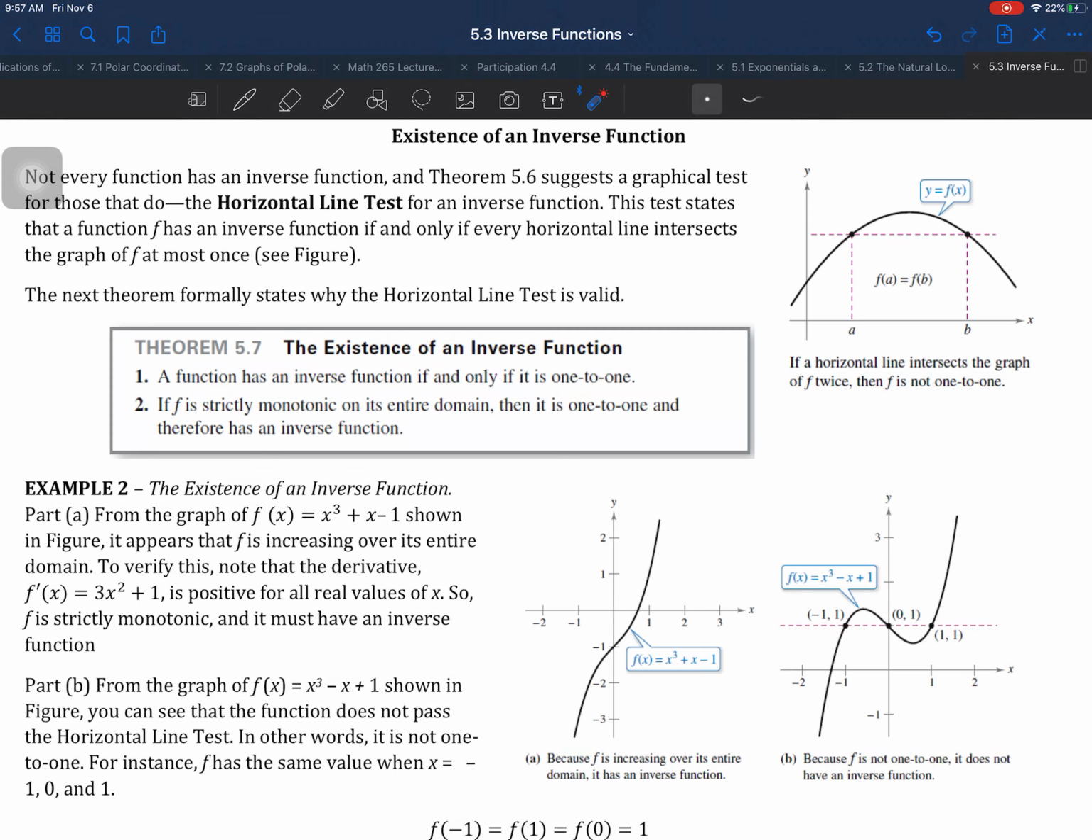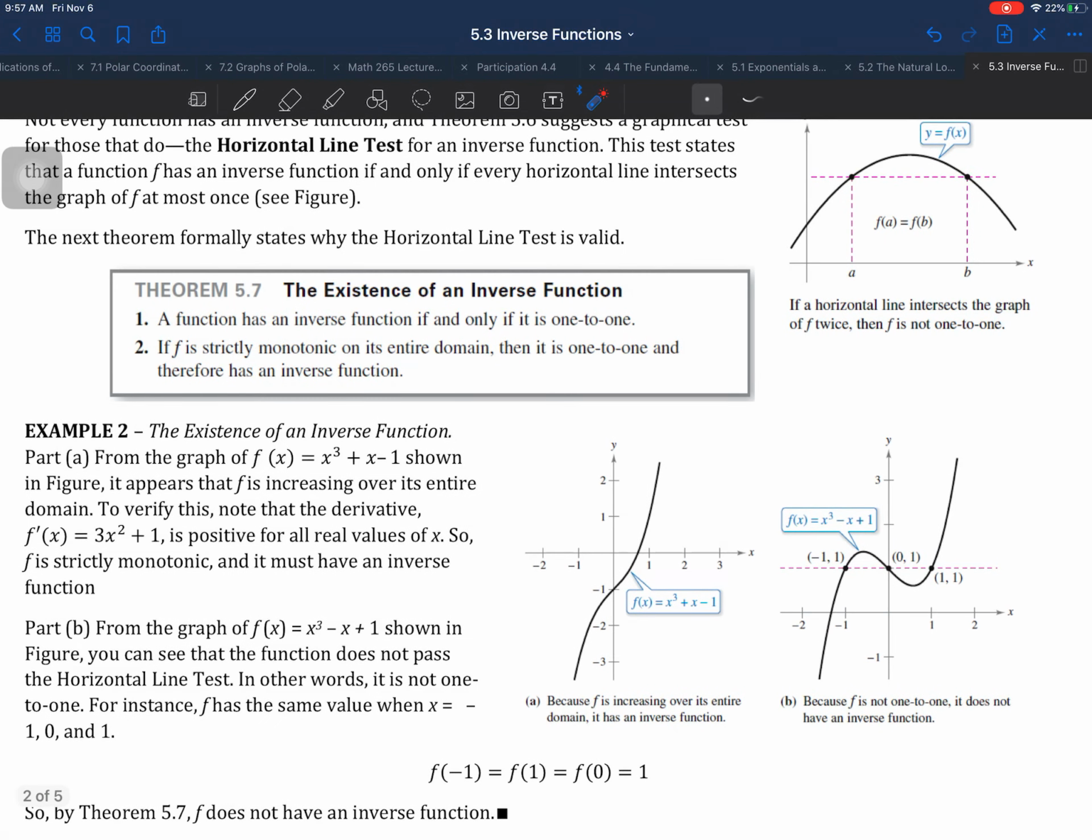Obviously, if we have the graph, it will be easy for us to determine this using the horizontal line test. But if we don't have the graph, we don't want to graph it, right? As we've seen in chapter 3, it takes a lot of time and a lot of effort to graph a function. So we are developing an algebraic method to determine whether a function has an inverse, and that is it has to be one-to-one and it has to be monotonic. We're going to define what it means to be one-to-one, and what it means to be monotonic.